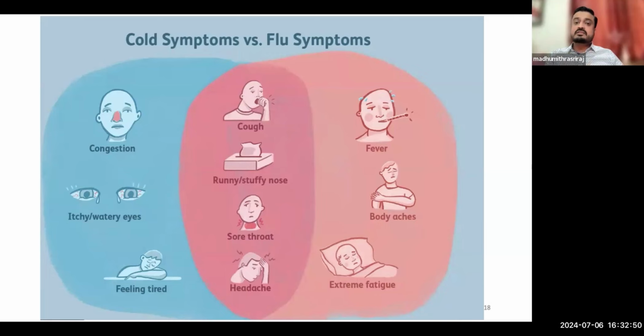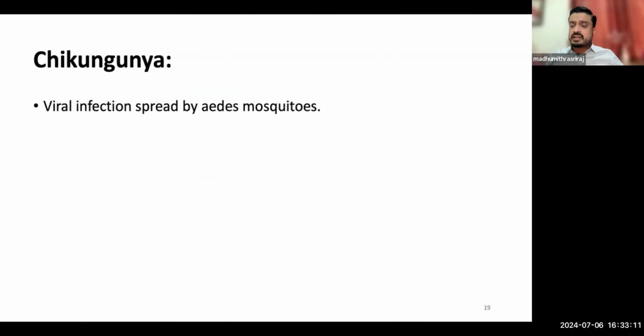Conditions like cough, runny nose, stuffy nose, sore throat, and headache can be present in both common cold and influenza. Although there is an overlap, we can identify flu by extreme body pains, extreme fatigue, and not taking orally well.